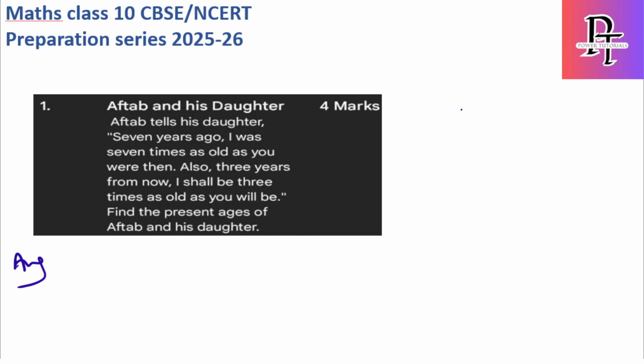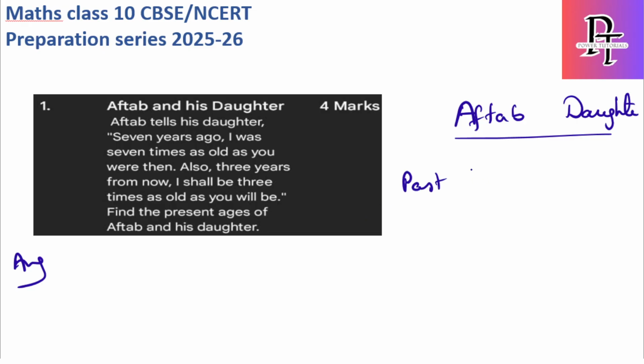So here we have two persons, Aftab and his daughter. His daughter's name is not mentioned, so they simply mention his daughter. So we have total 3 scenarios here. Okay, I will keep past, present, and future.